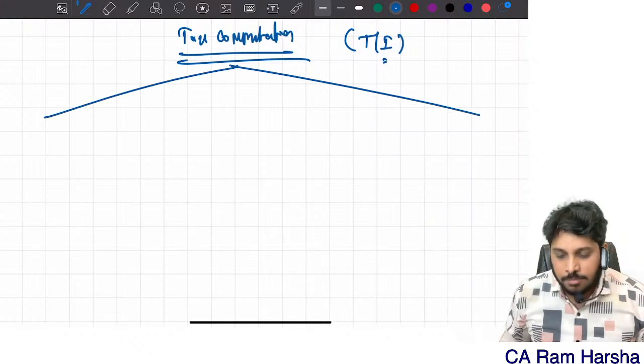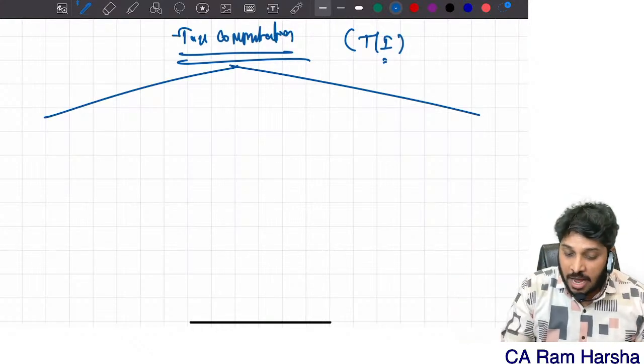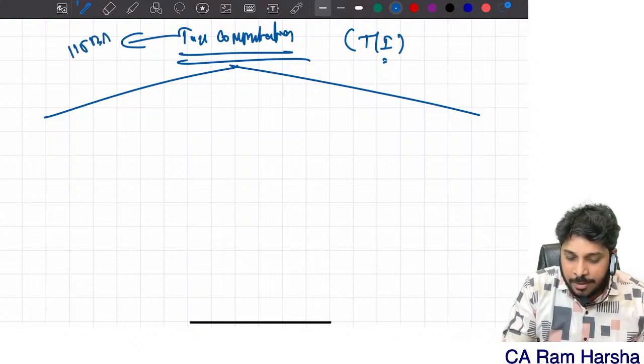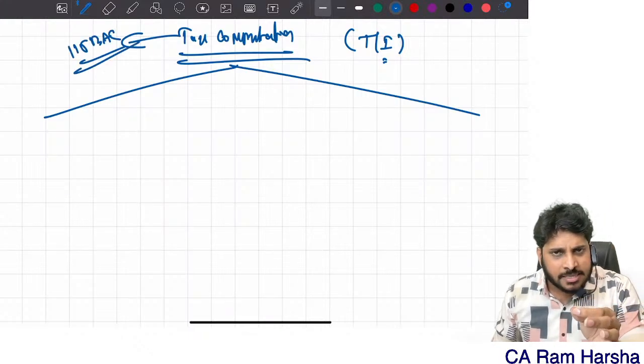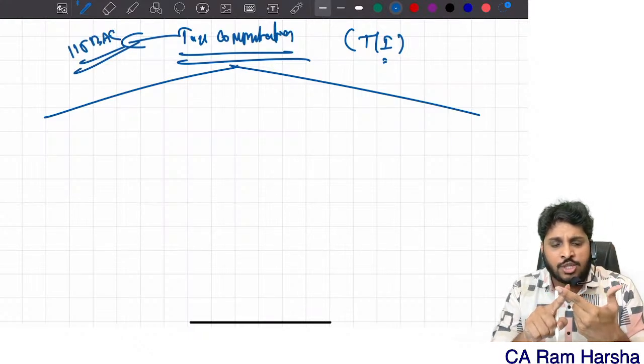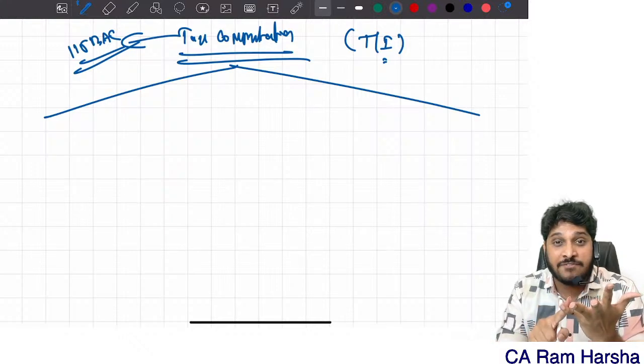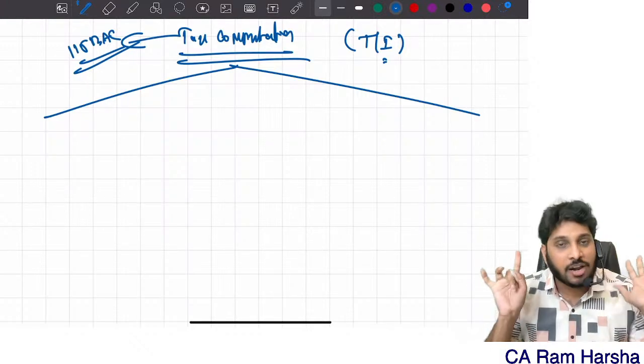This total income is split into two parts. By the way, I am computing tax under 115BAC. 115BAC is applicable for which assessees? Individuals, HUF, AOP, BOI, artificial juridical persons. For all of them it is applicable.